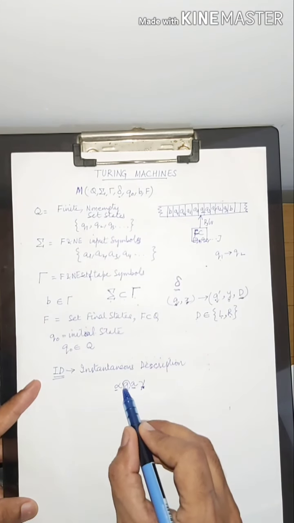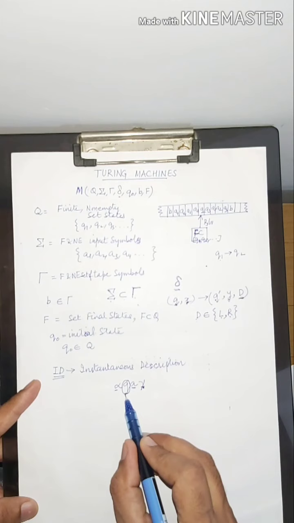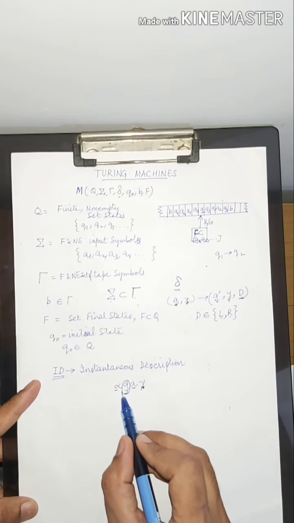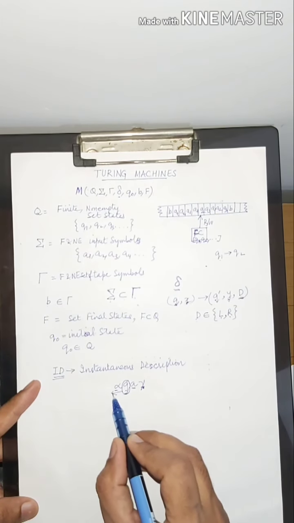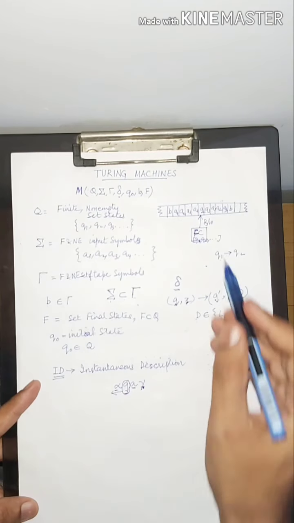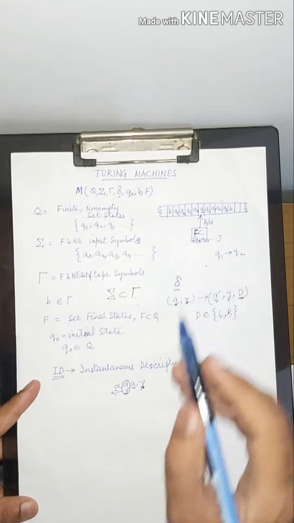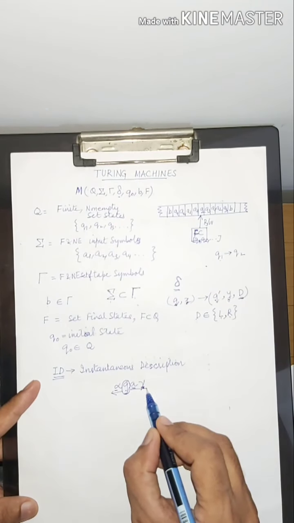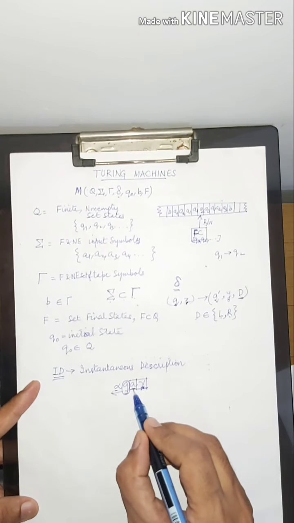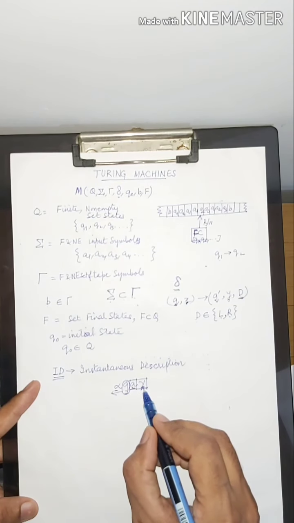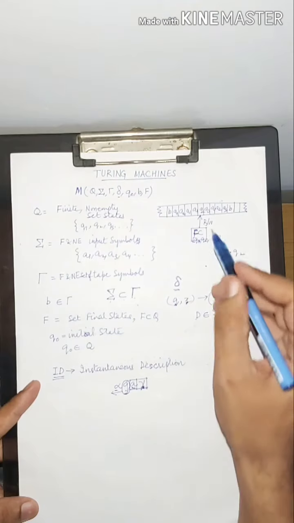So this shows the present state, and the string to the left of this is the string which is on the left of the head, and to the right of the head the string is broken into two substrings. First is a single symbol and the rest is a string.